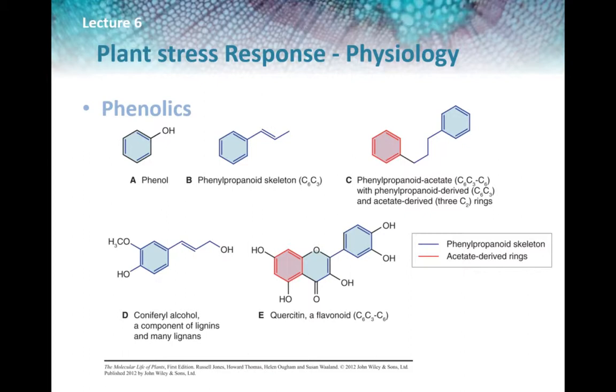Anthocyanins are a type of flavonoids that are responsible for plant organ pigmentation. Isoflavonoids are also part of the flavonoid family and are responsible for defense signaling.